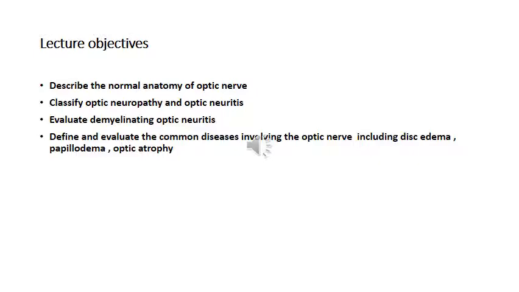Lecture objectives: to describe the normal anatomy of the optic nerve and its different segments, to classify optic neuropathy and what we mean by optic neuropathy, and optic neuritis, which is part of optic neuropathy, to evaluate demyelinating optic neuritis, define and evaluate the common diseases involving the optic nerve, including disc edema, papilloedema, and optic atrophy.